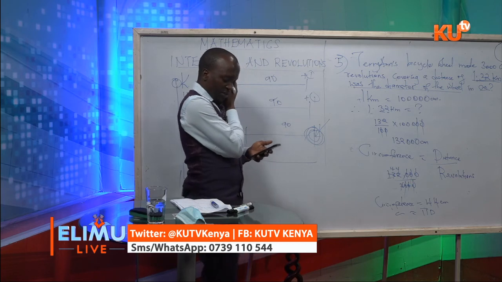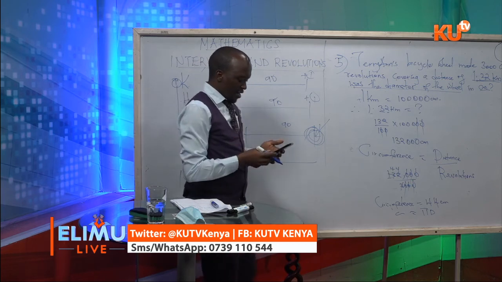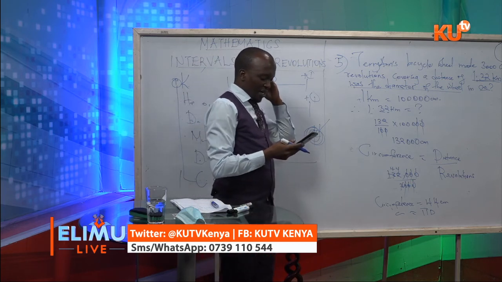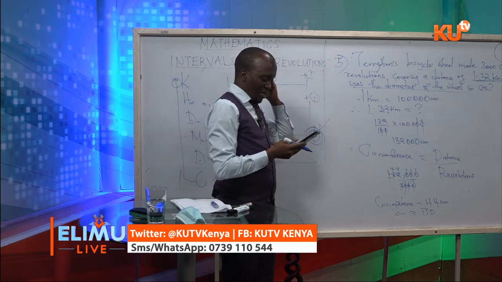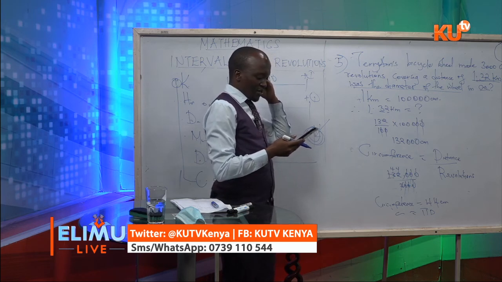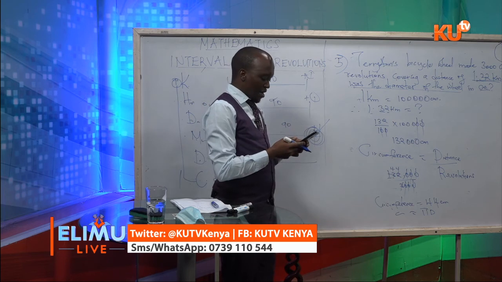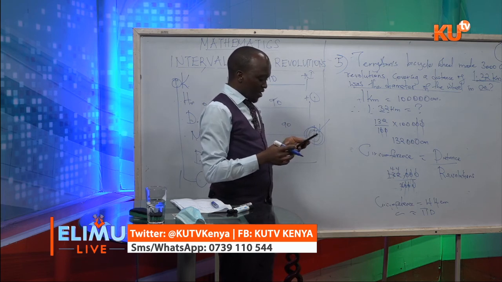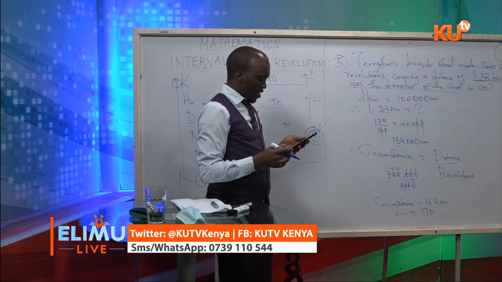Hello teacher, I'm Crispin from Ambira. Here is the question. To fence one side of his farm, a farmer requires 25 posts placed 24 meters apart. How many posts would he require if the posts were 24 meters?